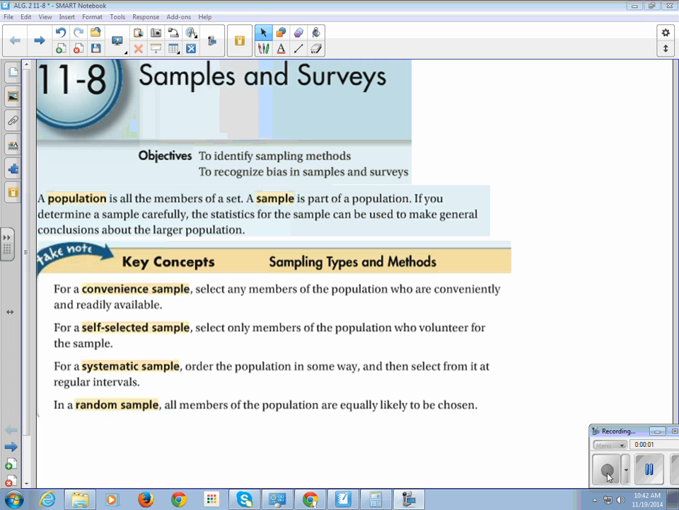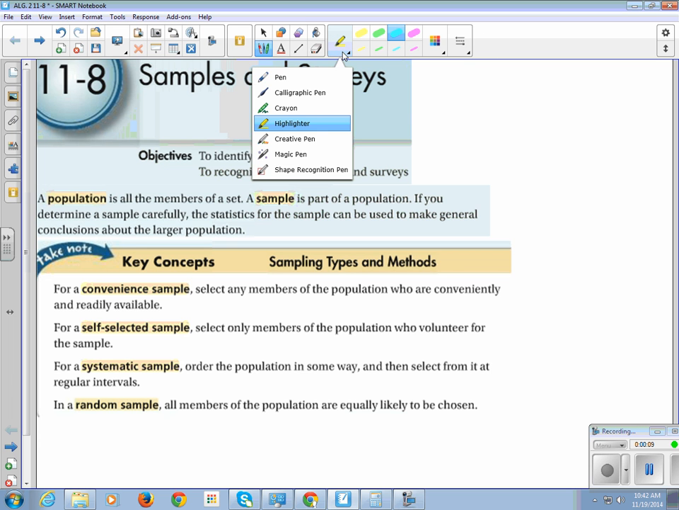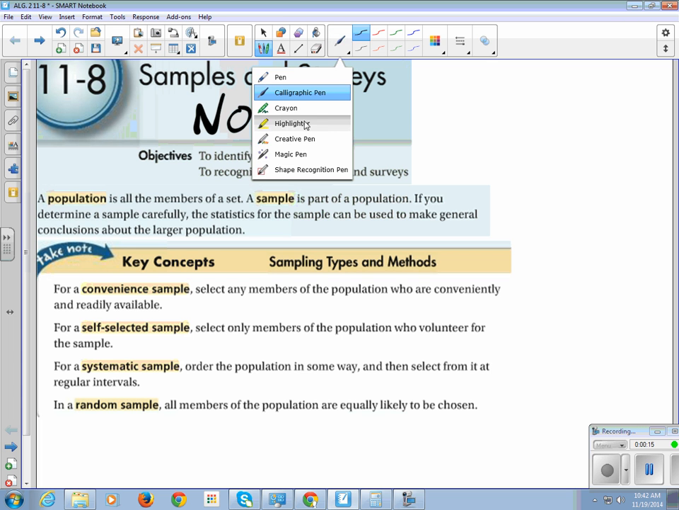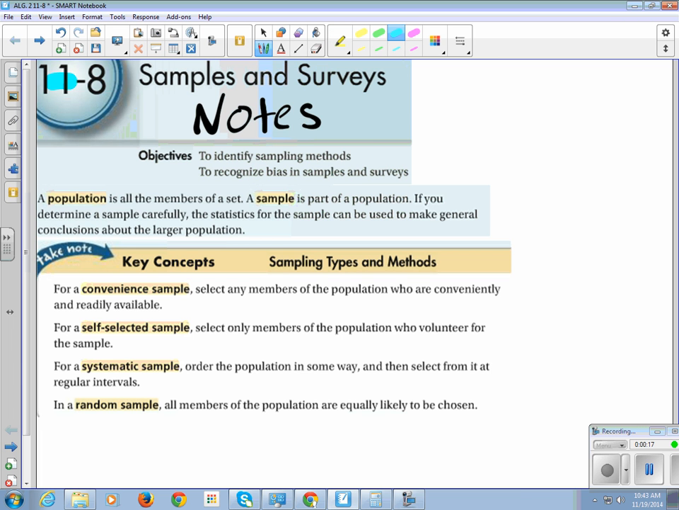Right, so Chapter 11, Section 8 is Samples and Surveys. Just for fun, let's put notes on here so that you can tell me what it is, what activity you're doing. Our learning objective is to identify sampling methods and to recognize bias in samples and surveys.